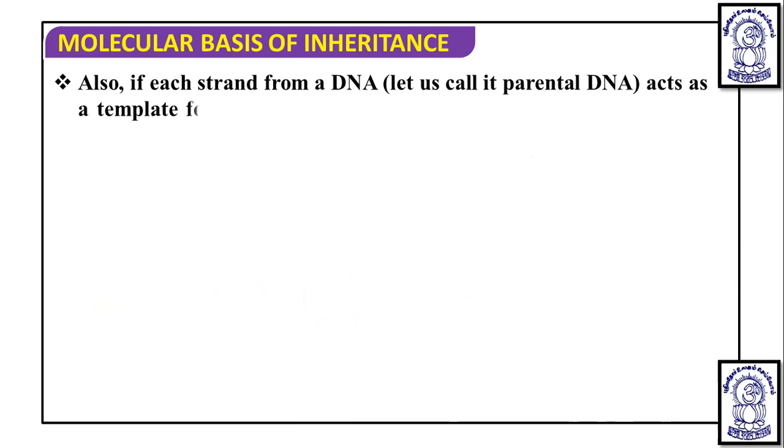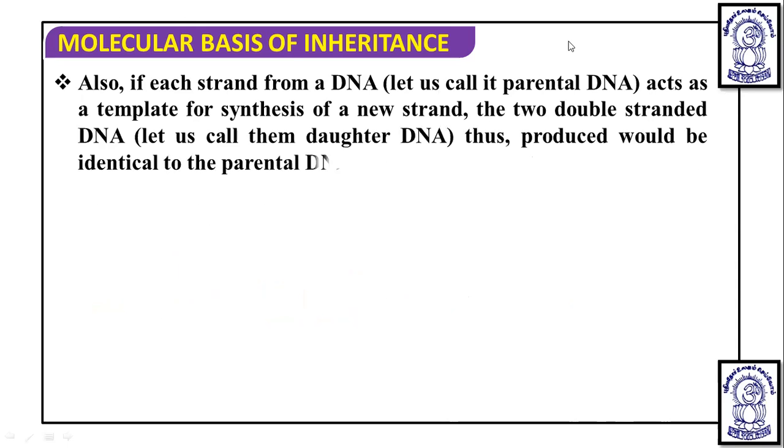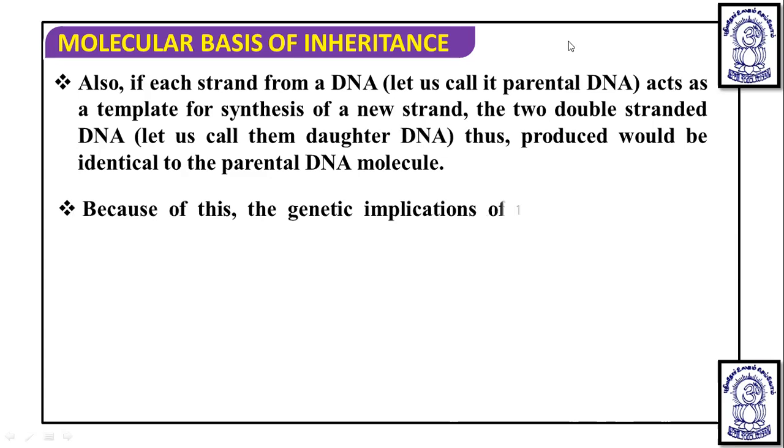Also, if each strand of DNA, let us call it a parental strand, acts as a template for the synthesis of the new strand, then the two double stranded DNA, let us call them daughter DNA, thus produced would be identical to the parental DNA molecule. Okay, so if we have one DNA, these two strands are going to separate and they will synthesize their copy complementary to this one. Then the two daughter DNA which will be obtained from the parental DNA will be identical to the parental DNA molecule. So because of this, the genetic implication of the structure of DNA becomes very clear.